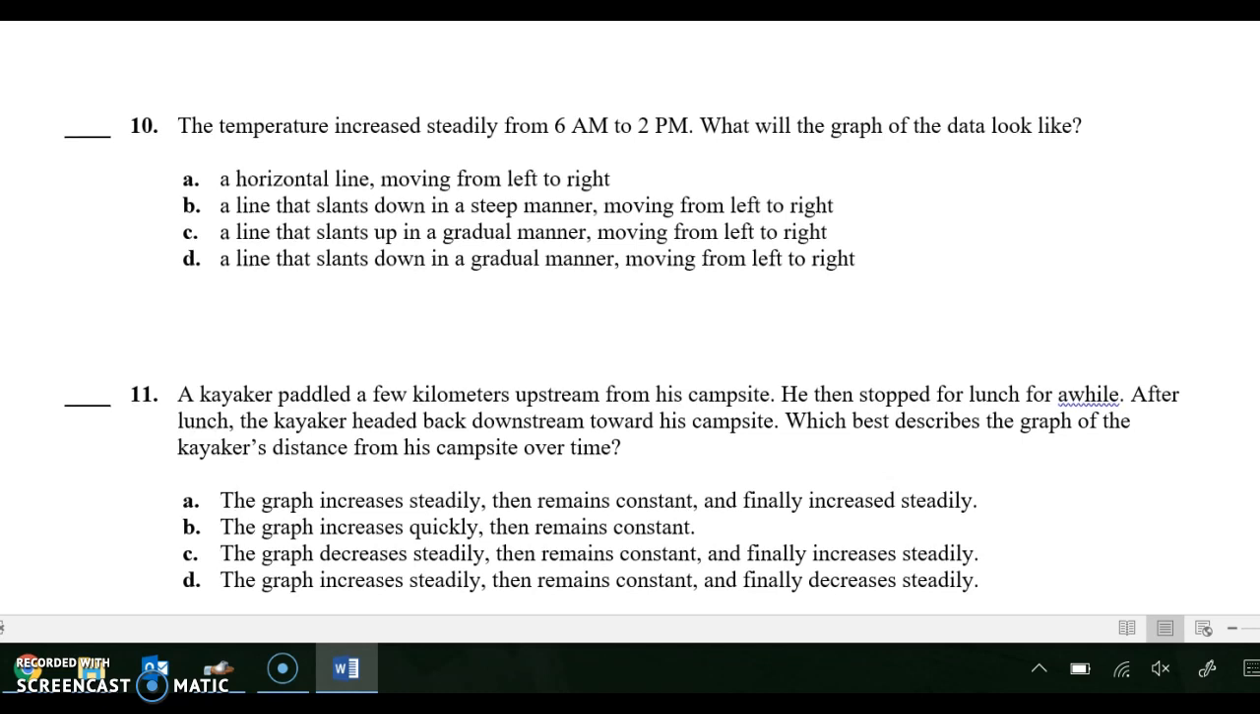Number 10. The temperature increased steadily from 6 a.m. to 2 p.m. What will the graph of the data look like? A. A horizontal line moving from left to right. B. A line that slants down in a steep manner moving from left to right. C. A line that slants up in a gradual manner moving from left to right. D. A line that slants down in a gradual manner moving from left to right.